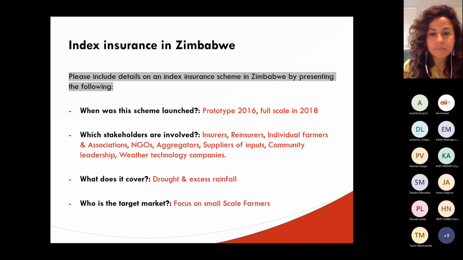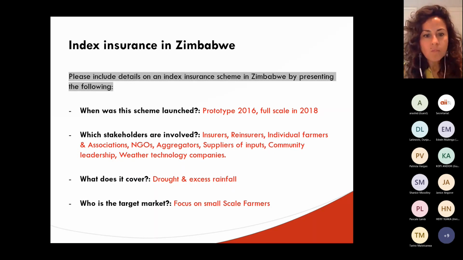So I will focus on one of the prominent products in our country, which is based on rainfall index. The product is called Rujowa Inshona, which means shield or protection. This product was developed by a consortium of international companies, and it was prototyped in Zimbabwe through one of the big insurance companies, Old Mutual. The prototype was tested around 2016, and by 2018, the product was launched full time.